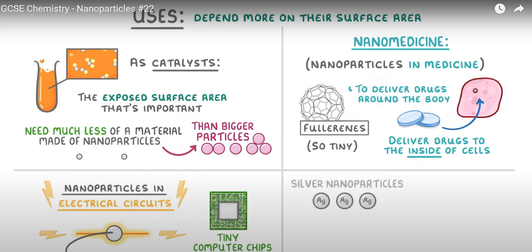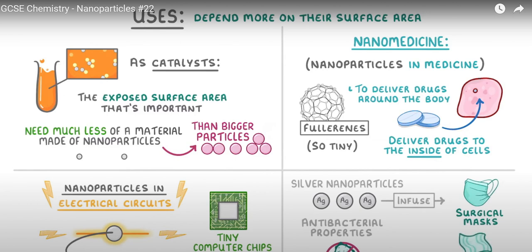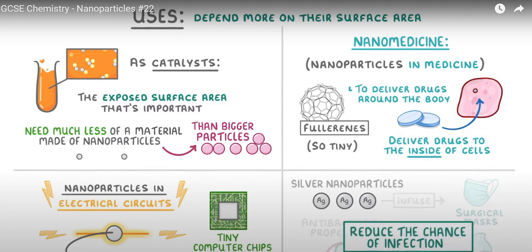We also use silver nanoparticles for their antibacterial properties. For example, we can infuse them into surgical masks and wound dressings, like plasters, to kill bacteria, and so reduce the chance of infection.